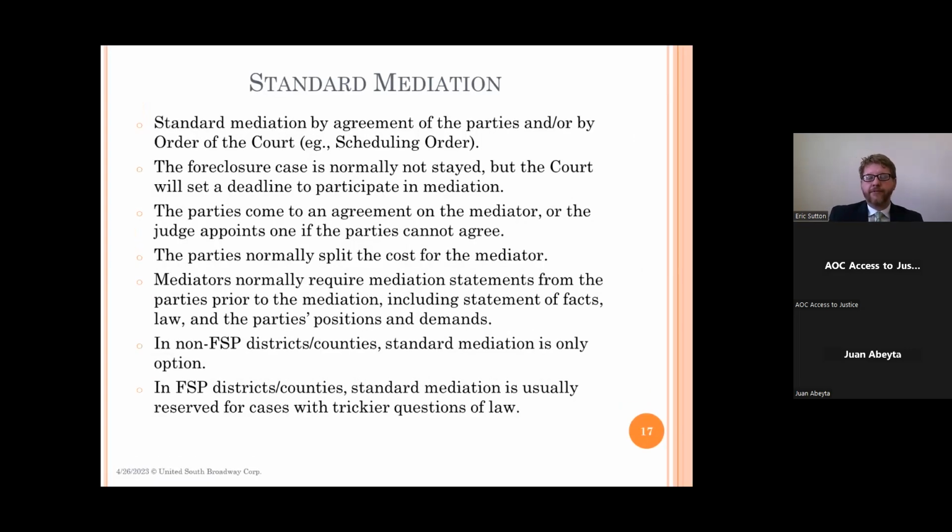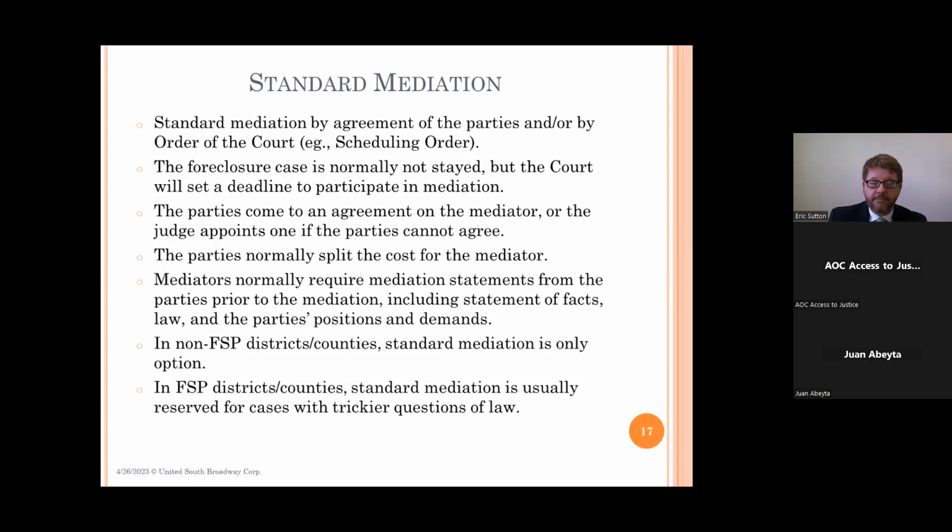The other option for mediation is what I'm calling standard mediation. It is what would be available if the parties wanted to have a third party assist them in trying to work something out. That can be expensive. Some mediators can charge $300 an hour, which can be a significant cost. Some borrowers may be able to afford that, some might not.